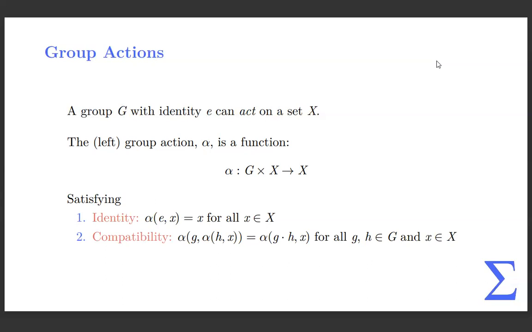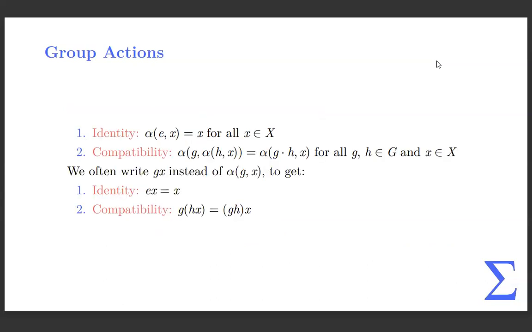All right? Making sense? And now the second one looks pretty bad, but I'll explain this right after I switch up my notation a little bit, which is we often write Gx instead of alpha Gx. Okay? So then it becomes much clearer what the second thing is. The second thing basically says if I do G on H of X, I can do GH on X. That's all it's saying. Okay? So if one of the group elements G acts on H of X, I can also write that as G of H acting on X.